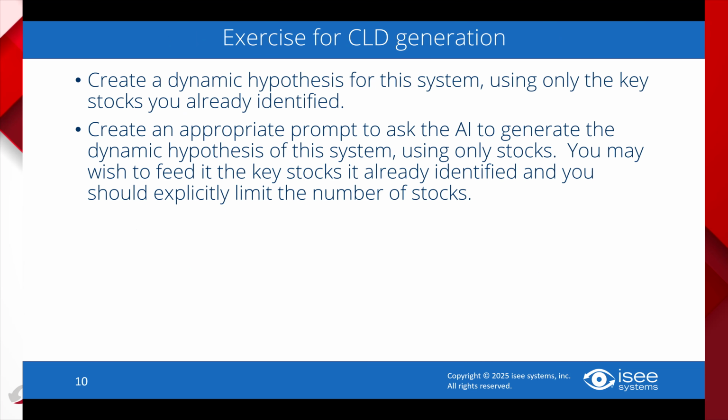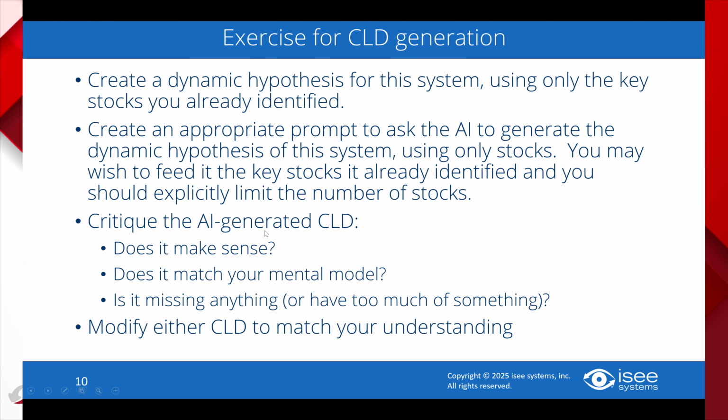The next exercise is how do we generate a CLD, or dynamic hypothesis, actually. Create a dynamic hypothesis for the system using only the stocks you've already identified. The student is supposed to do that on their own first, right? So they do that. And then they create an appropriate prompt to ask the AI to do the same thing using only the stocks. So you may wish to feed it the stocks it already identified, and you should explicitly limit the number of stocks. It doesn't have to be what it identified.